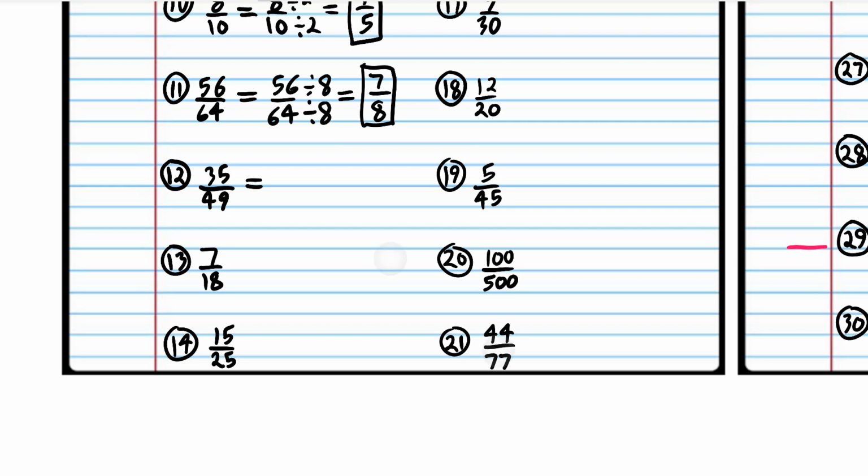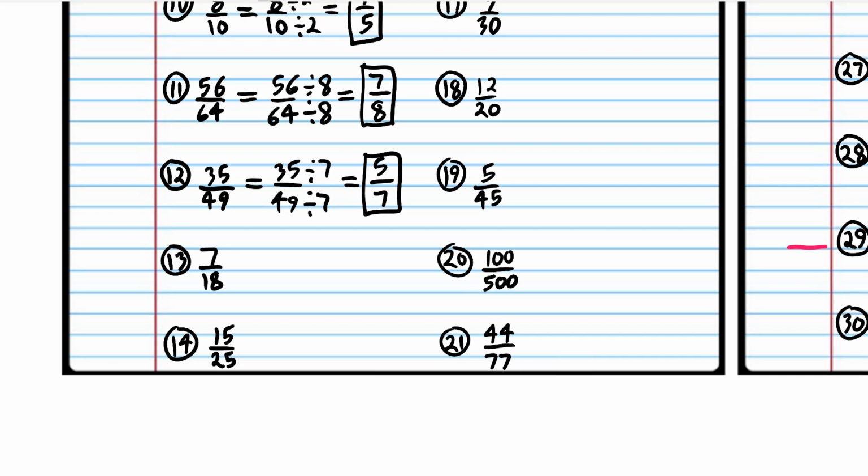All right, we're back. I know 7 times 5 is 35, and I know 7 times 7 is 49. So I can divide both sides by 7, and I get 5/7. So if you got that one correct, pat yourself on the back. If you didn't, that's okay. We're going to do another one.